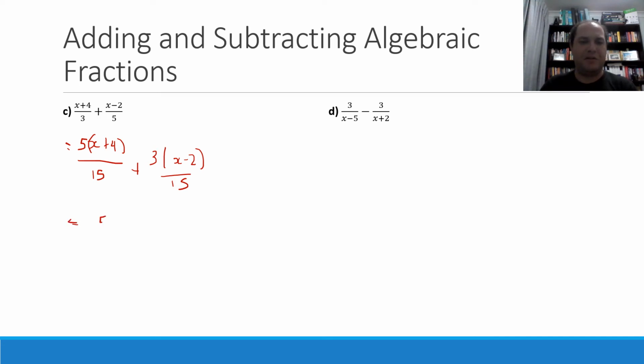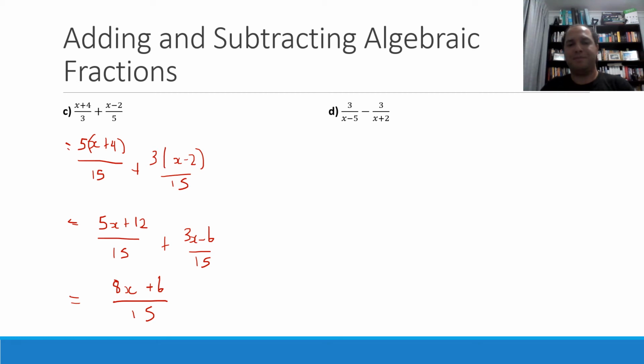I'm going to expand those. 5x plus 4. Oh, sorry, that's not plus 4. That's 5x plus 12 over 15 plus 3x minus 6 over 15. And then I can collect like terms. So the denominator is 15. 5x plus 3x is 8x. 12 minus 6, or 12 plus negative 6, is positive 6. And there's our simplified fraction.